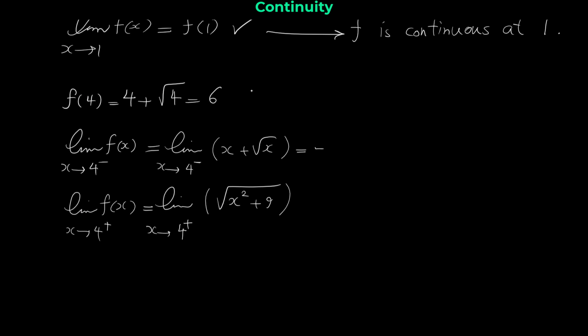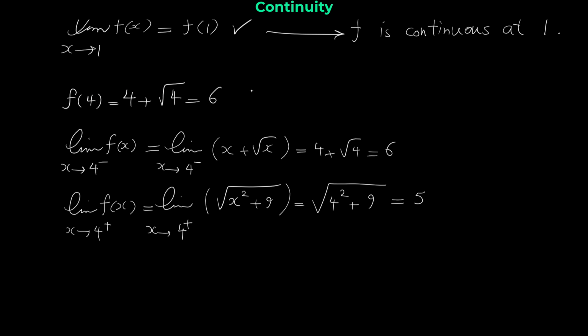The first limit is simply 4 plus radical 4, which is 6, and for finding this limit also we can substitute 4 for x. Direct substitution works. It would be 4 to the 2 plus 9, which is 25. Radical 25 is 5.